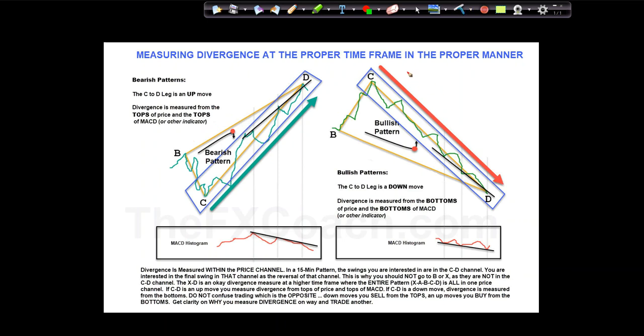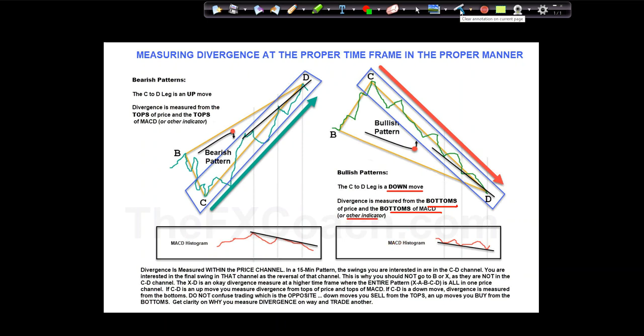Likewise, on a bullish pattern, it's going to be a down move to the D, and then we're going to move out of there bullish. So this is a bullish pattern, this is a bearish pattern. In the bullish patterns, on the way down, because it's a down move, we want to measure it from the bottoms of price and the bottoms of the MACD, or your RSI.